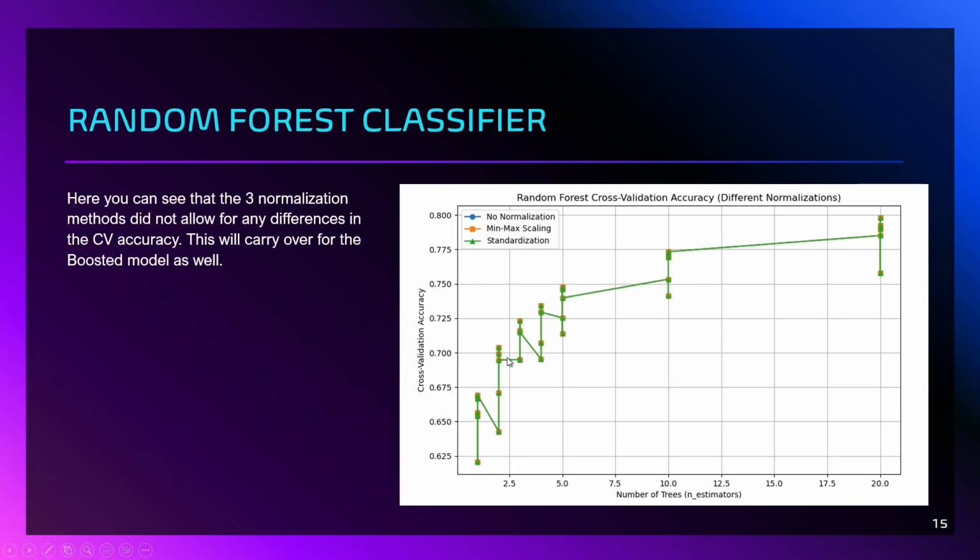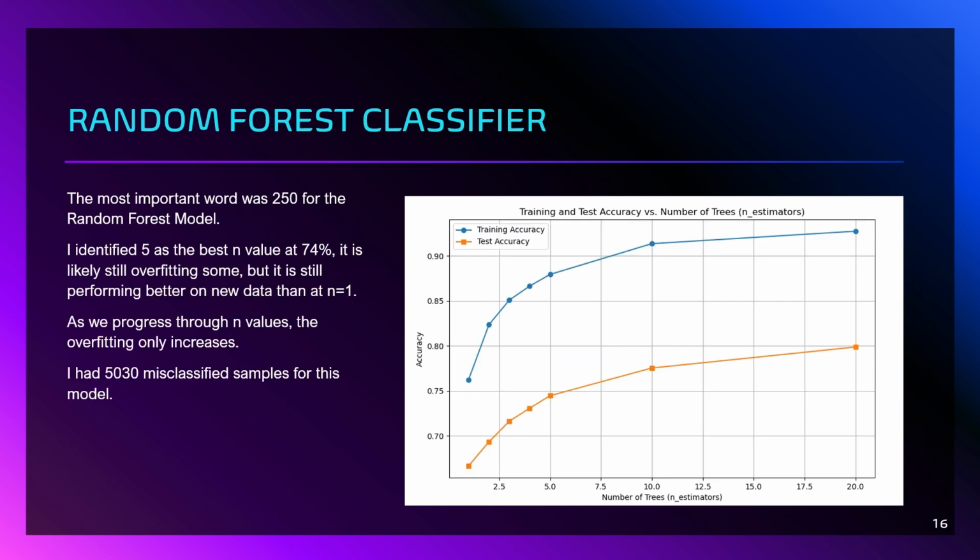So here's the graph just kind of showing that none of the normalization methods made any difference. It's like exactly the same. The only difference you see here is just that the shapes are hanging out behind each other. The most important word for this model was 250. And I found 5 to be the best in value at 74%.